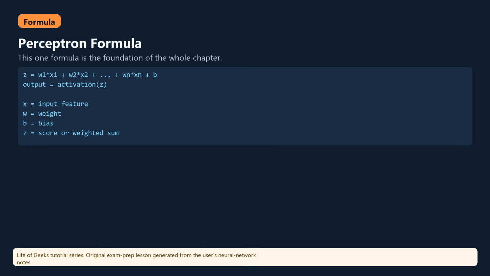In an exam, if you're given inputs and weights, do not panic. Multiply each input by its weight, add the products, add the bias, then apply the activation. That is forward calculation for one neuron. A full neural network is the same operation repeated across many neurons and many layers.